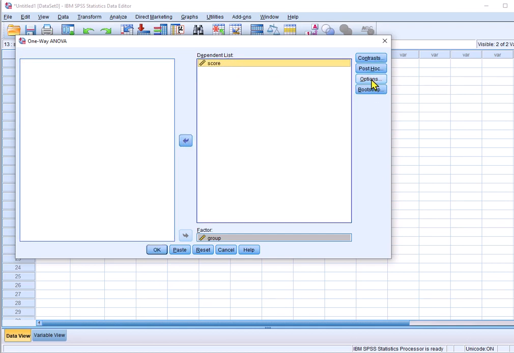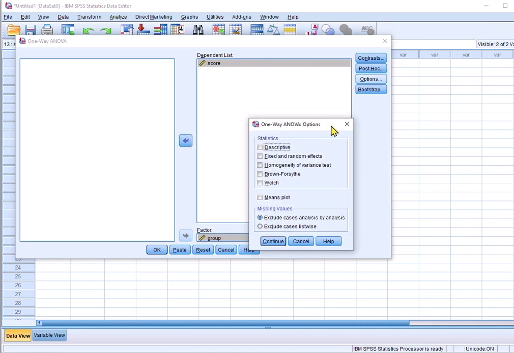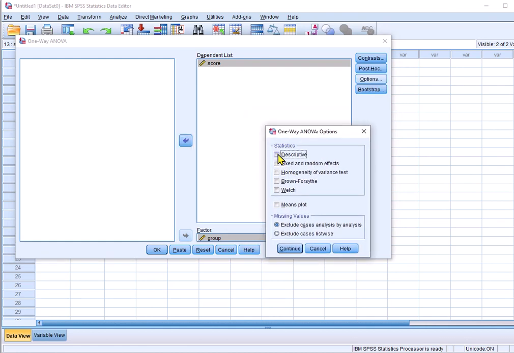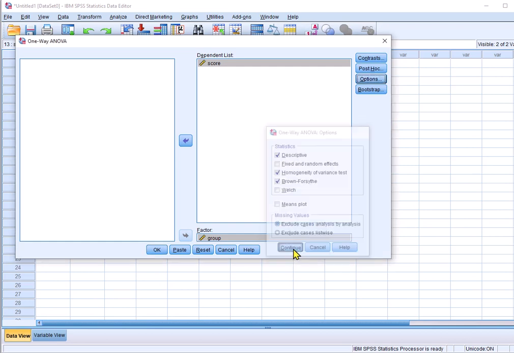Now I have a number of options here. Let's check them out. Primarily the ones that we're interested in are the descriptive statistics. That will give us the mean and standard deviations for each group. Homogeneity of variance test, which tests one of the important assumptions about the F test. Remember that these are two different tests altogether. I'm going to ask for the Brown-Forsythe just because if the homogeneity of variance assumption is violated, the Brown-Forsythe is the one that we want to use. And we don't need those other things. So let's just stick with that.